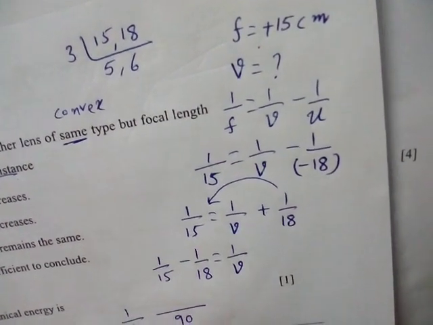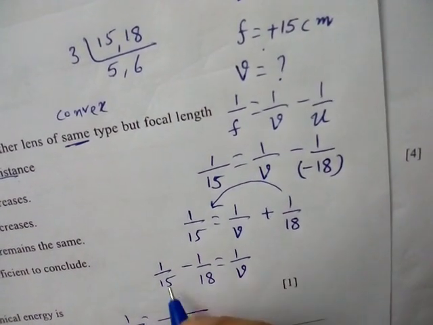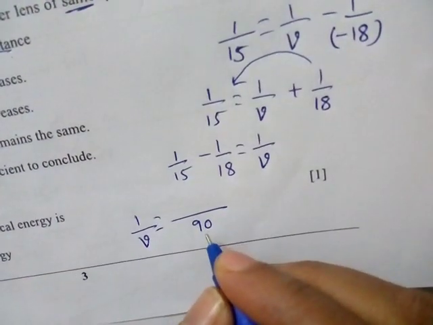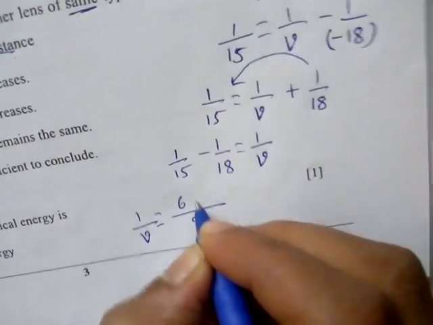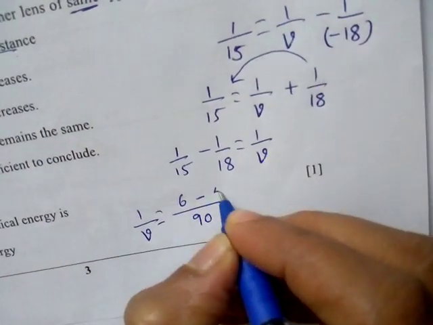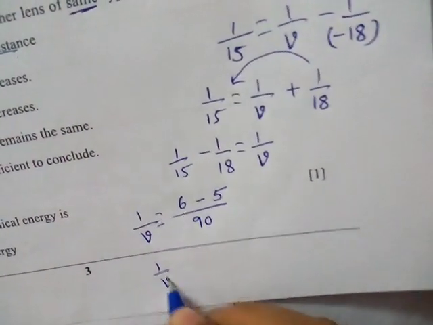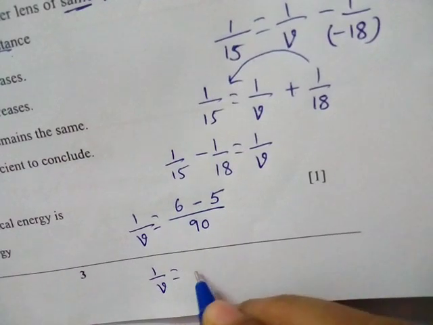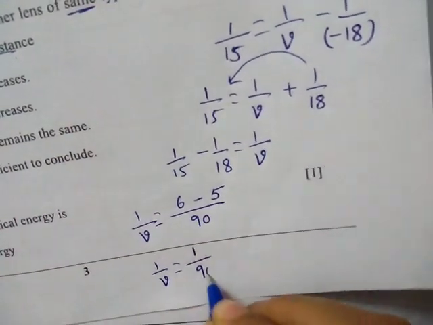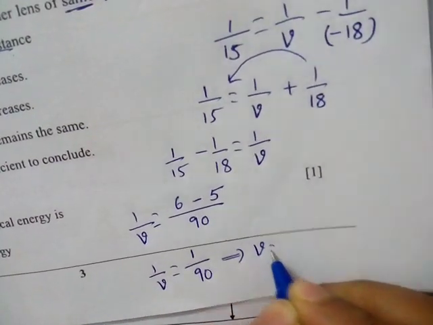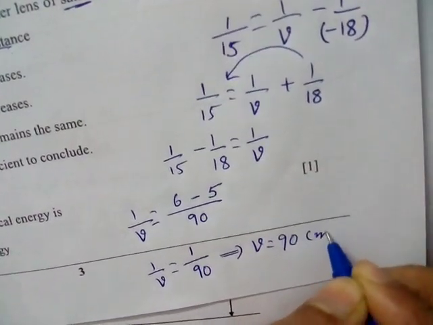I am writing 1 by v this side. So 15 will go in 90 6 times. And 18 will go 5 times. 1 by v is equal to 6 minus 5 by 90, 1 by 90. So from here you will get v is equal to 90 centimeter.